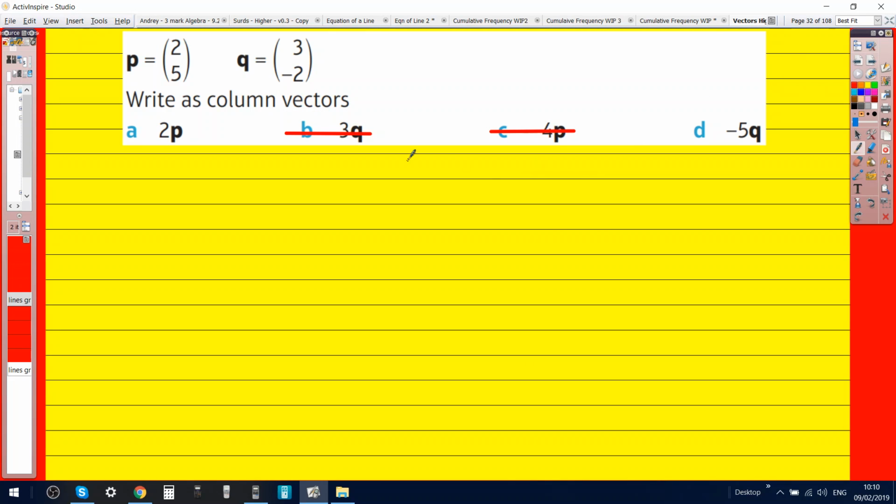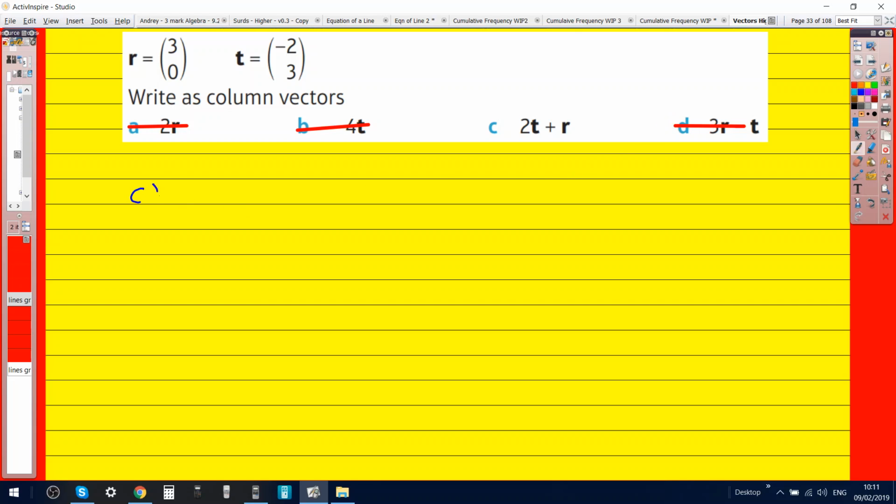Just double it. So for this one, what is 2P? Is it 2/5? So P is 2/5. Would it be 10? No, sorry, 4/10. Yep. So that is 4, 10. And how about D? Is it minus 15, 10? Minus 15, 10. Yep. So it's 5 times as long and the opposite direction.